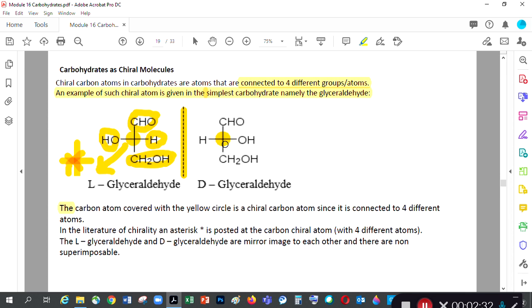And this is typical of chiral carbon atoms. Correct? And don't forget, we always give them an asterisk. Anytime I have a chiral carbon, I put an asterisk on the top to designate it. This is a chiral atom, and it can yield non-superimposed images of the same structure. And this is a characteristic of the carbohydrates.